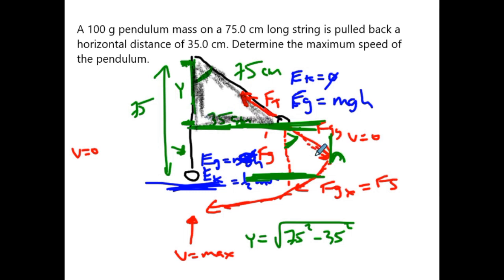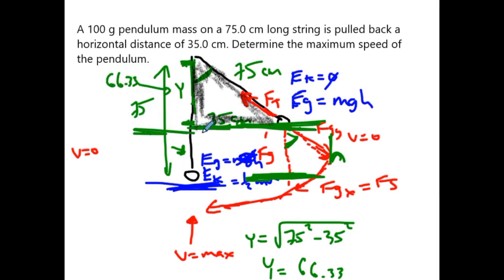That triangle right there, I know two of the three sides. I know the 35 side, I know the 75 side, so I'm going to solve for the other side. And let's try that right now. 75 squared minus 35 squared, all square rooted, gives me an answer for this y value right here of 66.33. So that means that right here, this is 66.33.